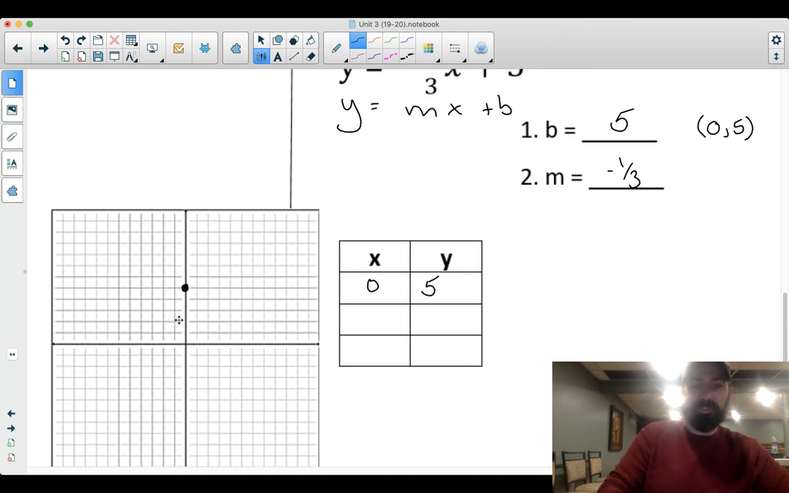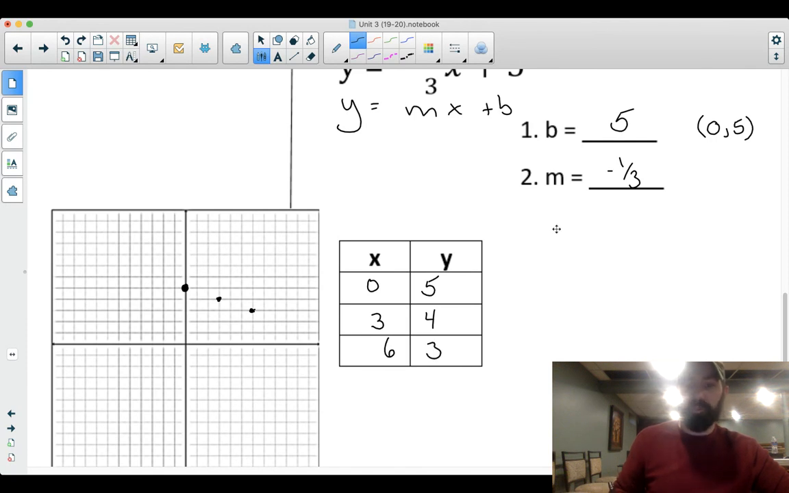Now let's use our slope, -1/3. Down 1, over 1, 2, 3. Down 1, over 1, 2, 3. You can keep going if you want, but let's check these points. 1, 2, 3 on my x. Up, 1, 2, 3, 4, over 1, 2, 3, 4, 5, 6, up 1, 2, 3.